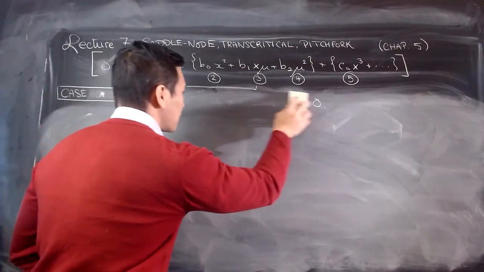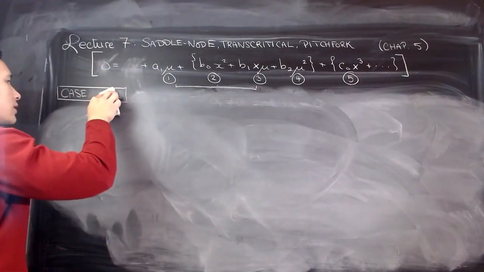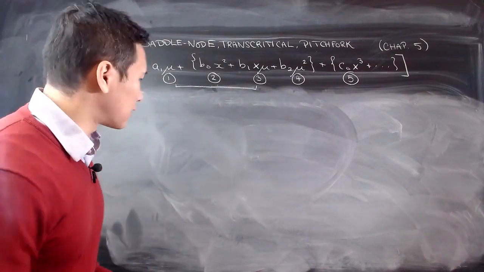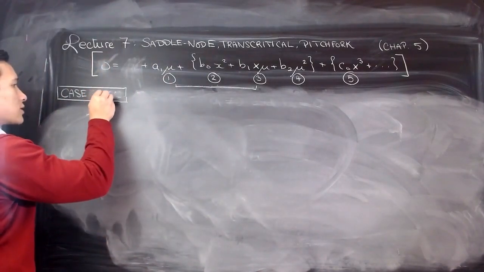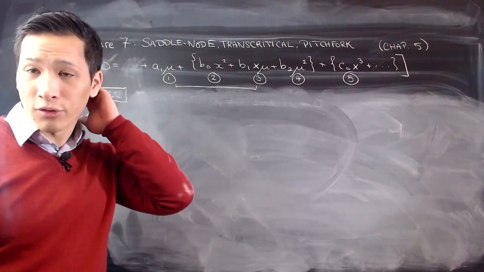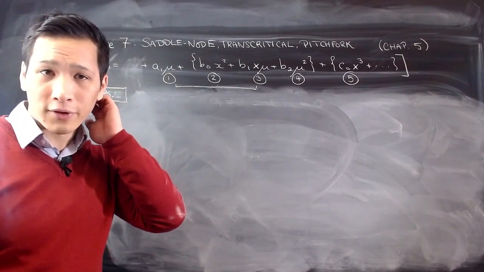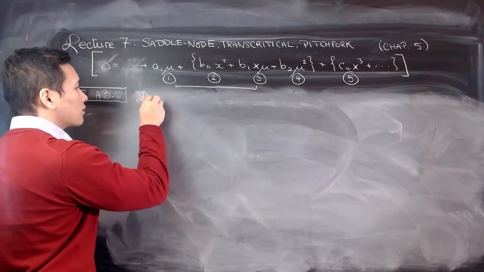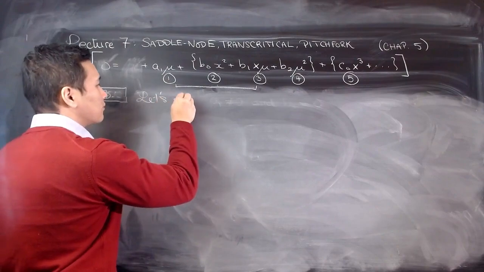So we had case A1, which was the saddle node. We had case A2, which is transcritical. We had a case that yielded a contradiction, and so it was not involved at all. And then finally, we have case A3, which will lead to the Pitchfork Bifurcation.